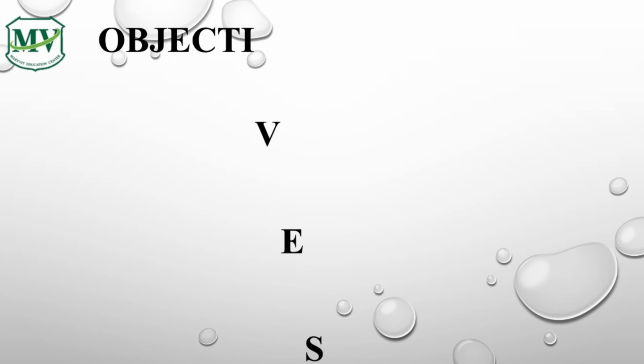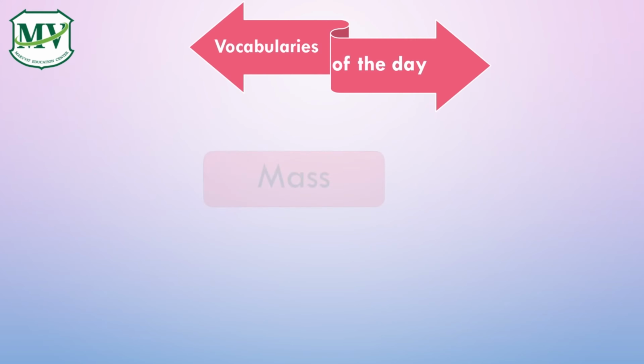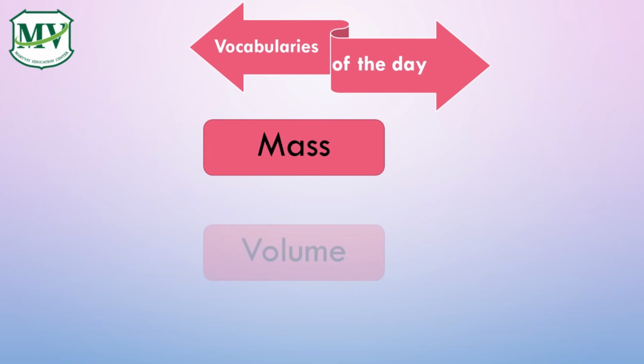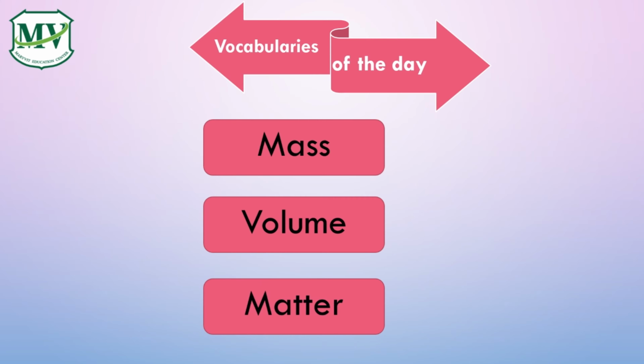Before we start off with our proper lesson, let us first study some vocabulary words for the students to be able to spell and pronounce the words correctly. The first vocabulary words for the day are mass, volume, matter. Let's say it one more time. Mass, volume, matter.